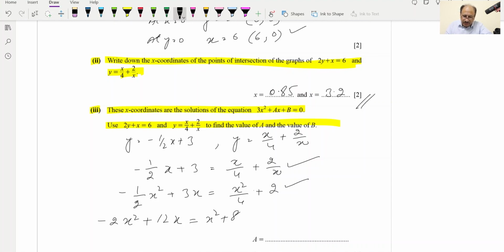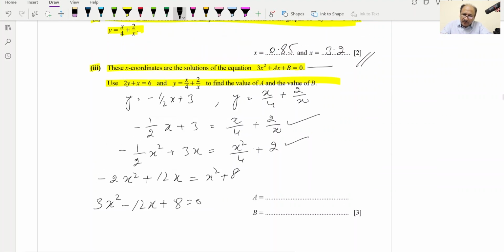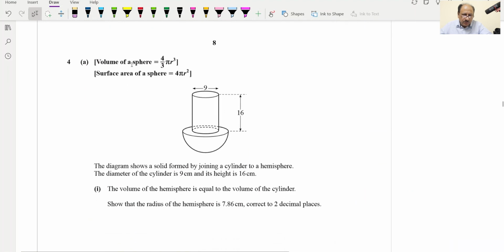Now we can send these two terms to the other side, and we will get 3x squared minus 12x plus 8 is equal to 0, and this is in the same format as they are requiring. So our a value is minus 12 and b value is 8, and this is the 3 marks part which we have done. Now we can move to question number 4.